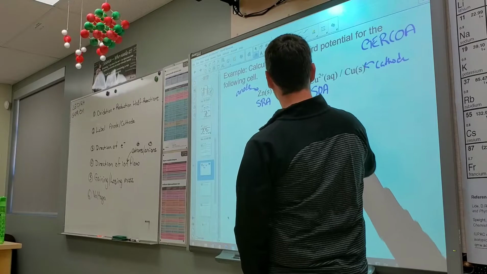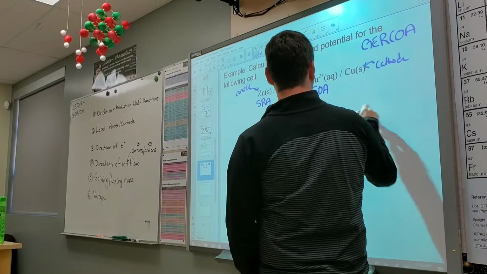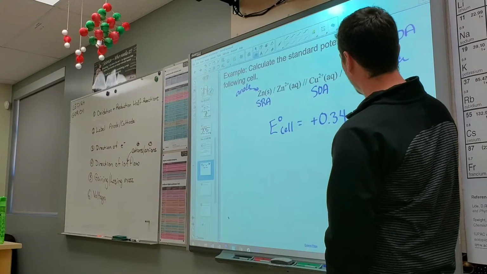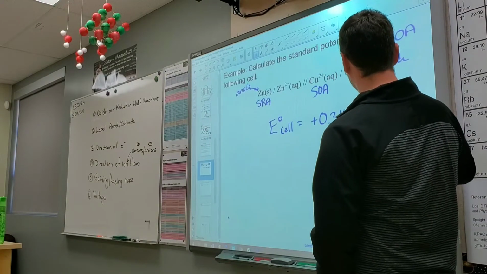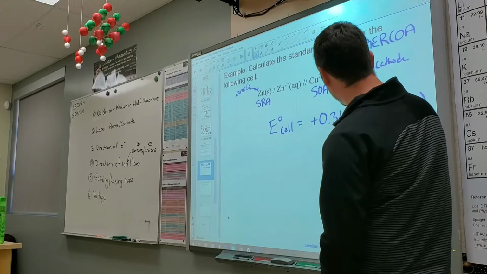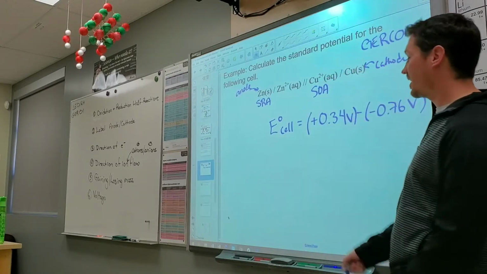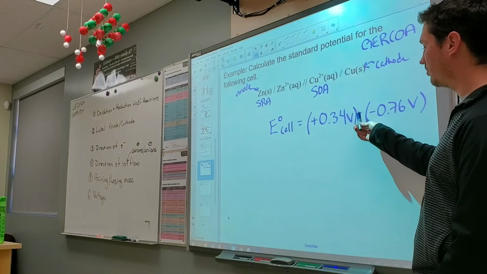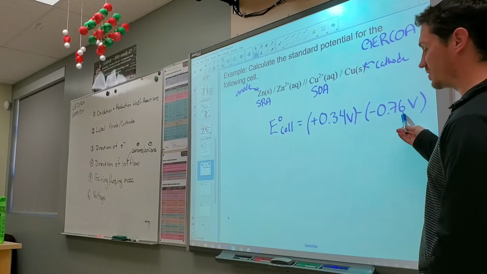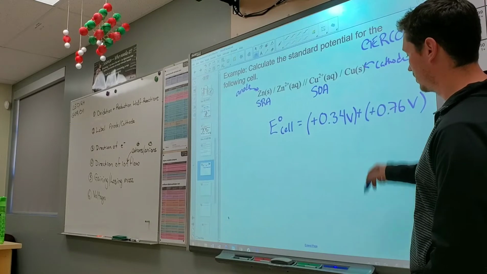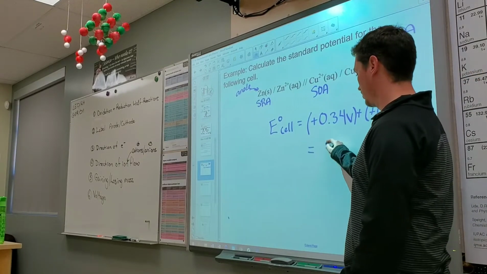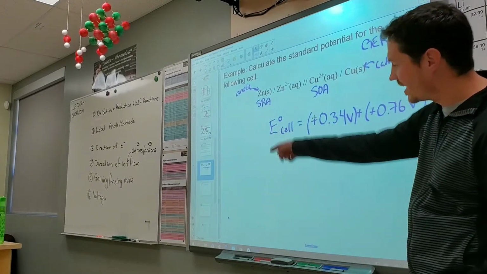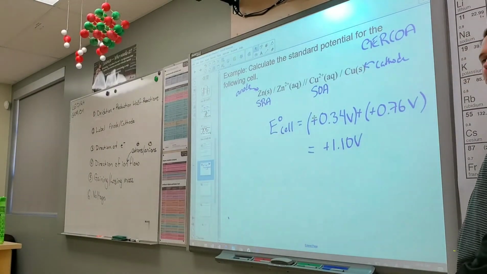So we go positive 0.34 minus, what's zinc? Negative 0.76. That'd be positive. So we're taking positive 0.34 volts minus negative 0.76 volts. That's 1.10 volts. Boom. That's it. That was easy, wasn't it?